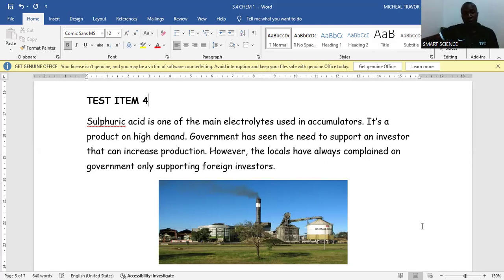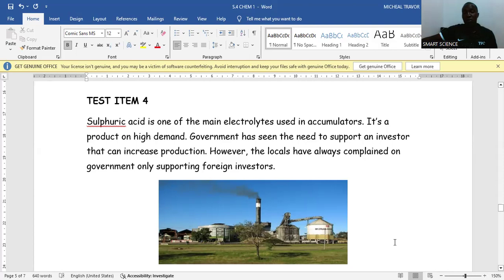And I remember outlining a particular basis of scoring where learners' responses should be directed to and organized in such a similar manner. Today I come with a question where we are using sulfuric acid because it is a known electrolyte in accumulators, or what we normally call batteries. It's on a high demand, and we are realizing in the scenario that the government has seen need to support an investor that can increase production.